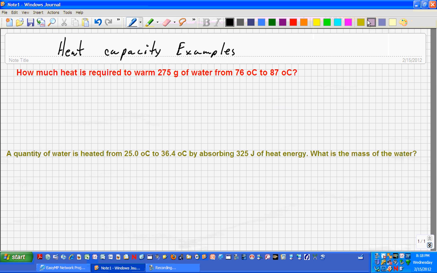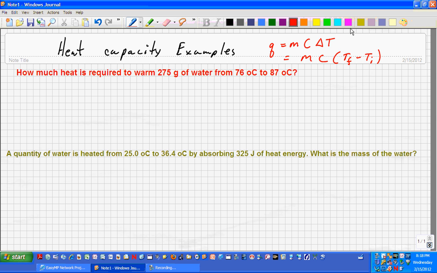Like to do a couple of heat capacity calculation examples. A couple of things I want to remind you of. We've got our main equation here of Q, heat, is equal to MC delta T. Remember, delta T is the final temperature minus the initial temperature, so we would rewrite that as Q is equal to MC (T final minus T initial).